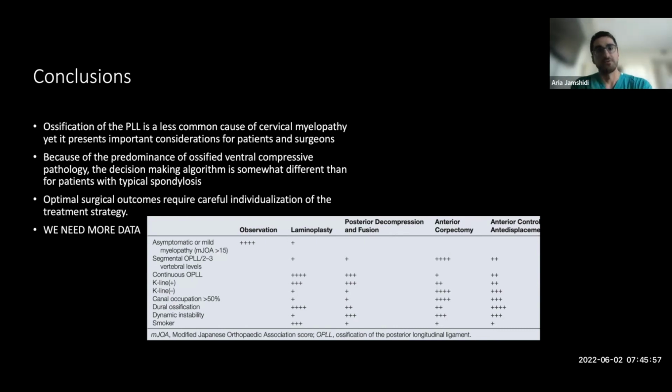There are very few randomized controlled trials comparing anterior versus posterior surgery. There is a new randomized controlled study in Japan that's coming out, which hopefully should be published in the next few years, comparing anterior versus posterior, specifically that ACAF procedure that I discussed versus laminectomy and fusion, and laminoplasty. So more data can help us delineate what surgical techniques are best for our patients.